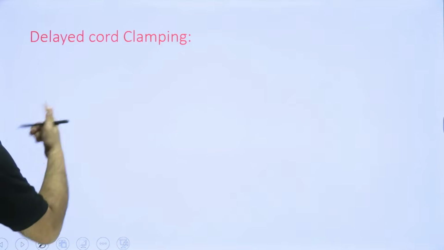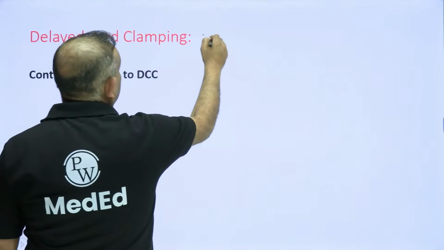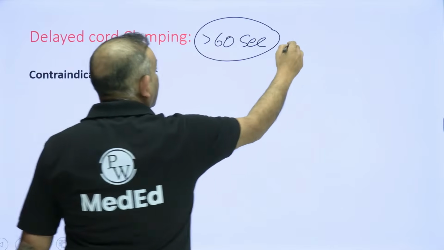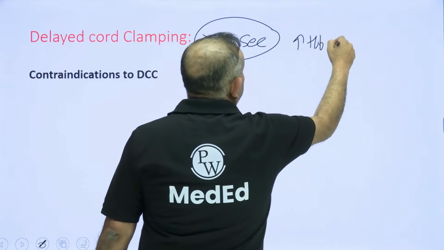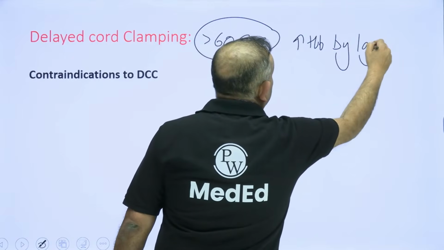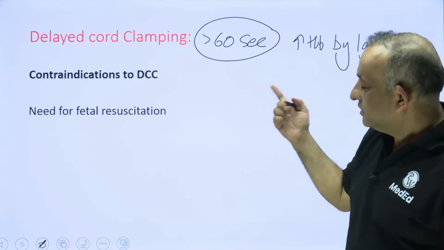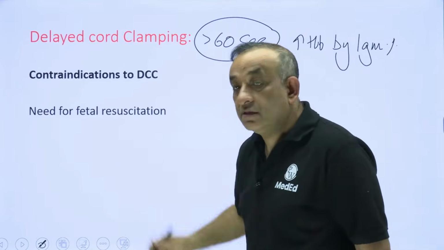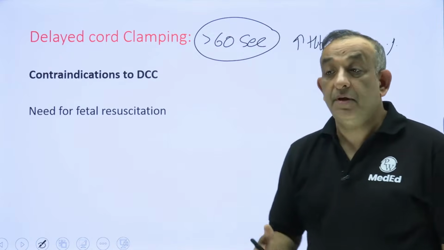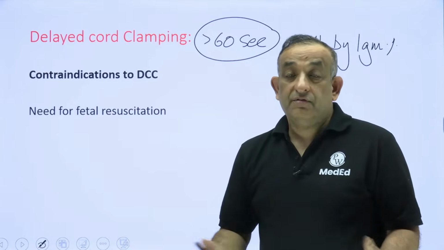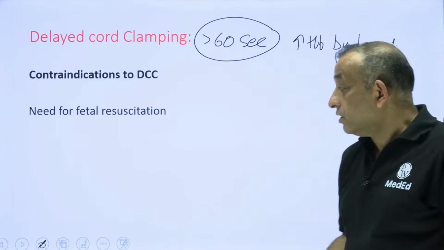Let's move on. The second is the delayed cord clamping. You have to wait for at least 60 seconds. More than 60 seconds you have to wait, so that it increases the hemoglobin by 1 gram %. Now, the contraindication to delayed cord clamping is the baby is sick. You want to resuscitate the baby. Baby is having some hypoxia. Then you cannot hold the baby for 1 minute like that. You have to give the baby to the pediatrician, isn't it? The neonatologist will be there.